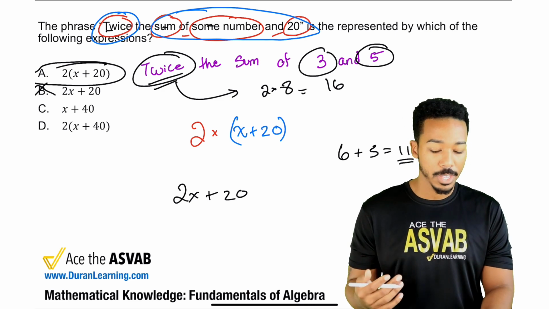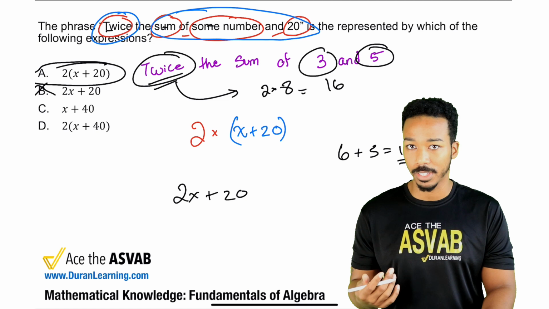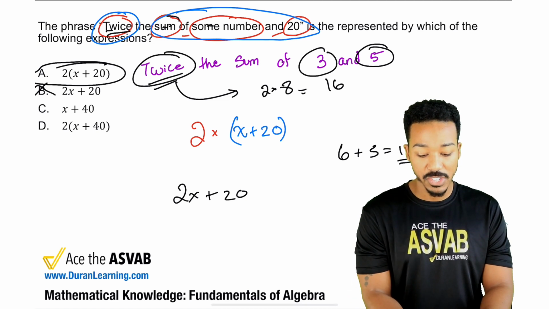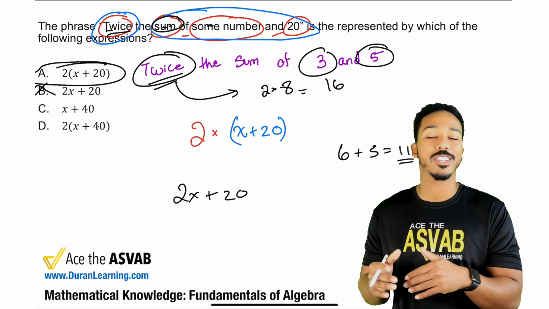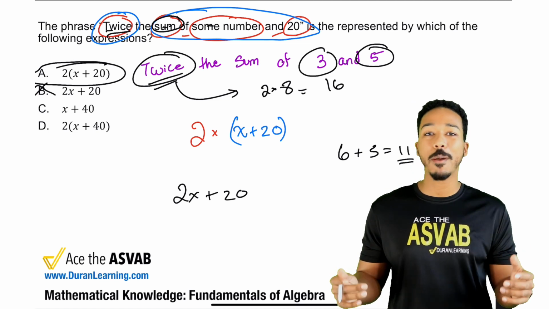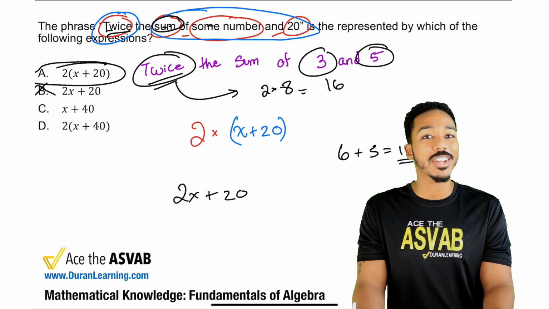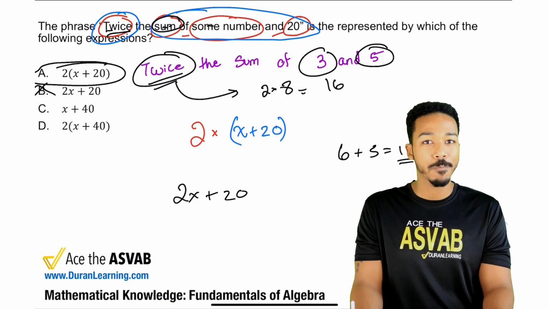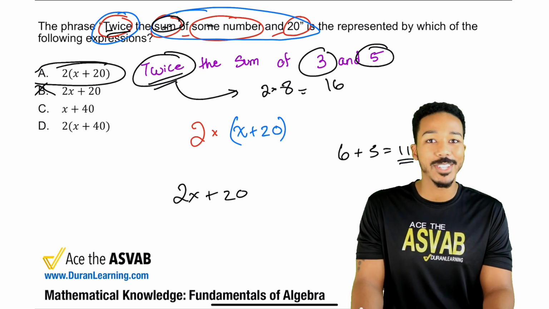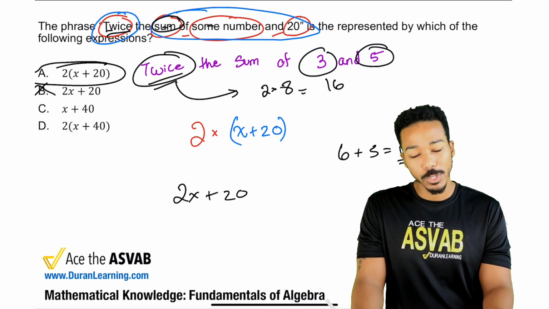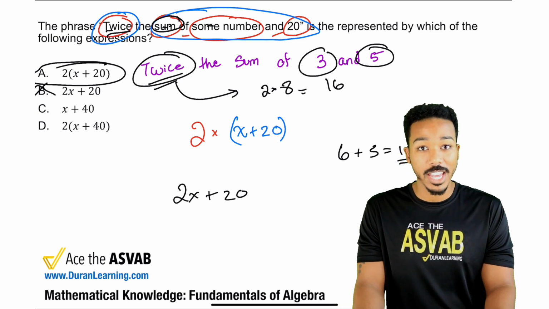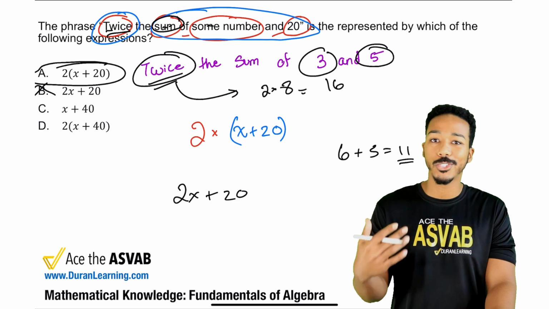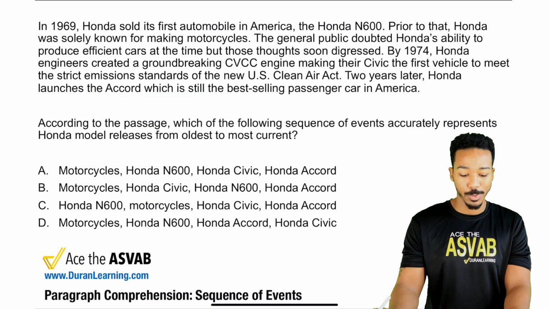Because again, you have to read these words very carefully. Twice the sum. So you have to find the sum first and then double it. I hope that makes sense, because with that said, we're now going to take it over to paragraph comprehension, where we're really going over a specific type of question for sequence of events. So let's move on now. Once we get there, watch that, pause it if you'd like to, try it out, and let's dive on into it.